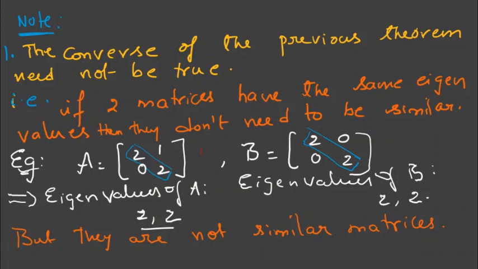Now let us look at a few more points about similar matrices and their eigenvalues. For this we'll consider two points. The first point: the converse of the previous theorem need not be true. What is the previous theorem? If two matrices are similar, then they will have the same eigenvalues. Now what is the converse? If two matrices have the same eigenvalues, then they need not be similar. That is what we want to show by example.